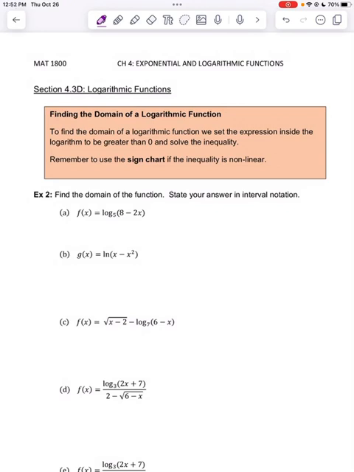Okay, so let's look at the first example. So this is saying f of x is log base 5 of 8 minus 2x. We have a logarithmic function. What we do, we take the quantity inside and set it greater than 0 and solve. Now in order to solve it, it's your choice. You can subtract 8 from both sides.